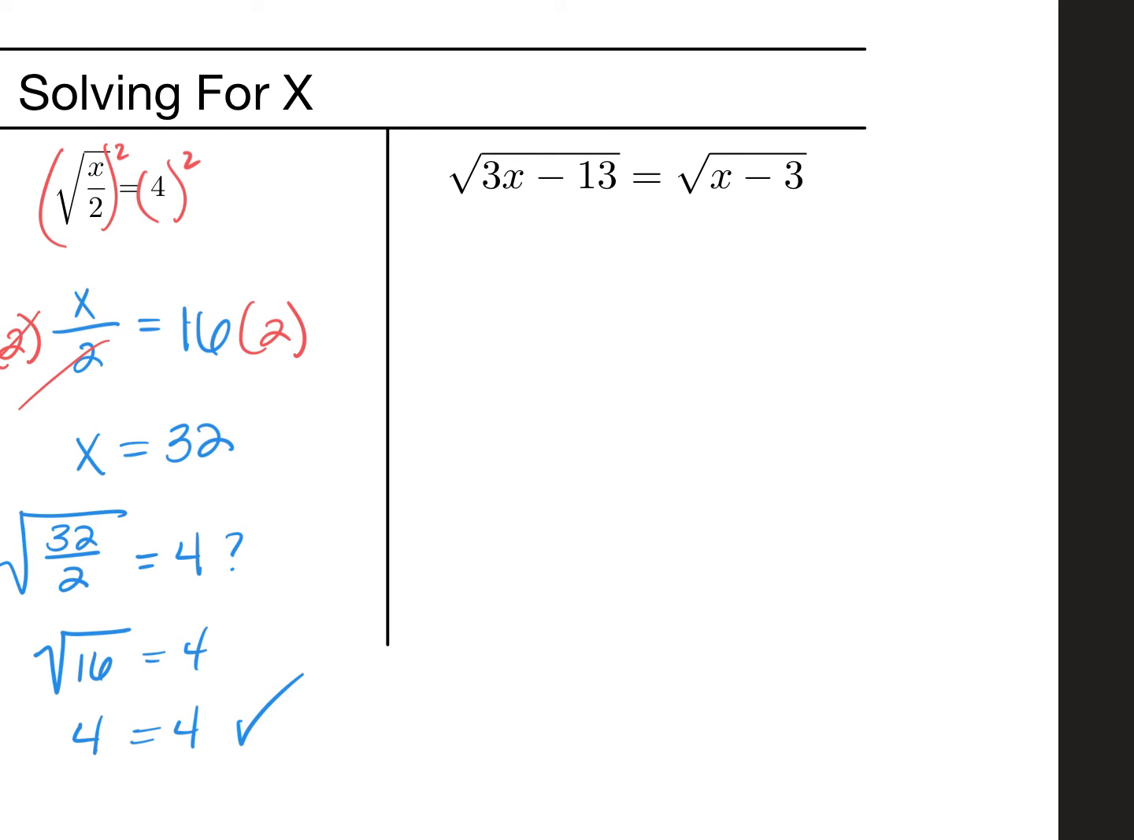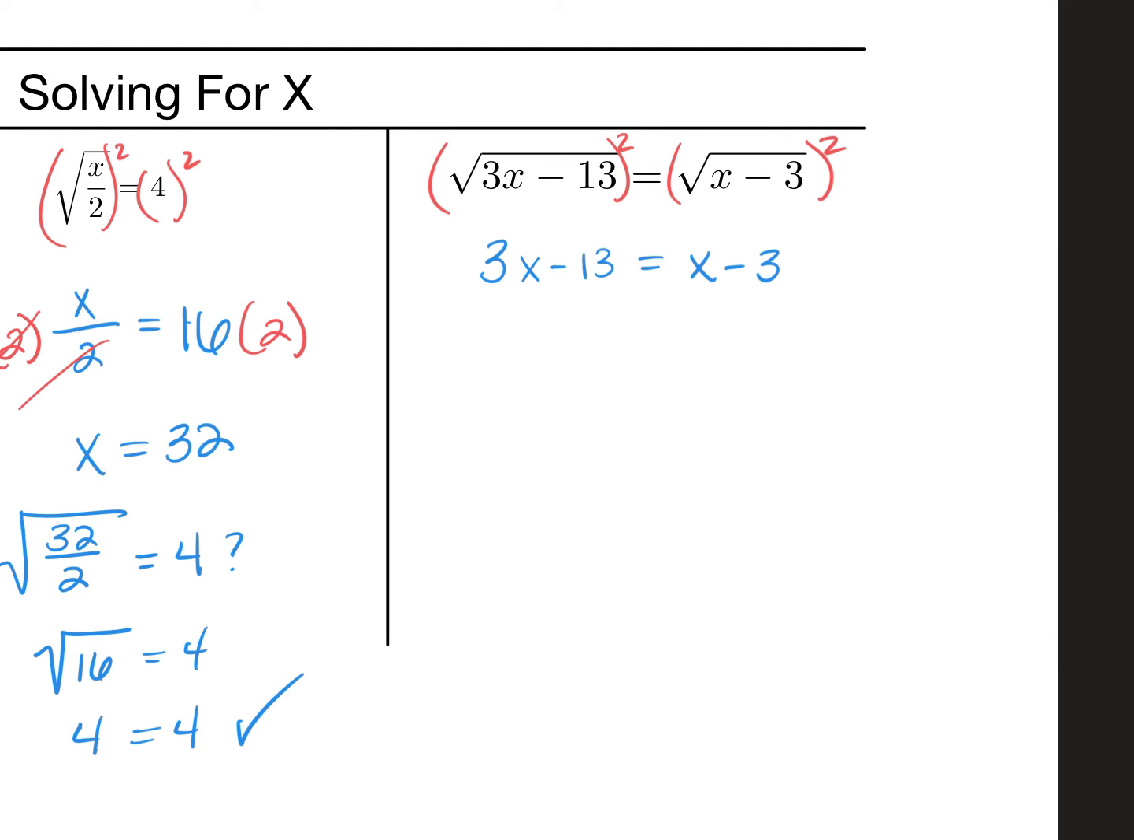Now we have 2 radicals, which might seem like it's going to be quite a bit of work, but when we square one side and end up squaring the other, both of those radicals end up canceling out. We are just left with what is on the inside. So notice that I'm not changing any numbers. I'm just copying the inside of those radicals.